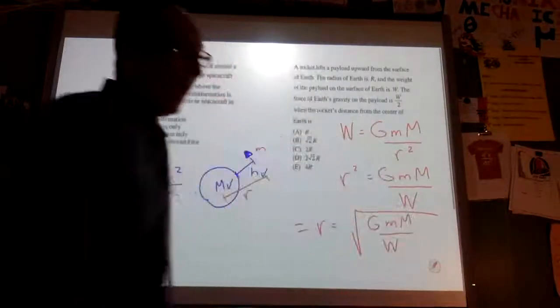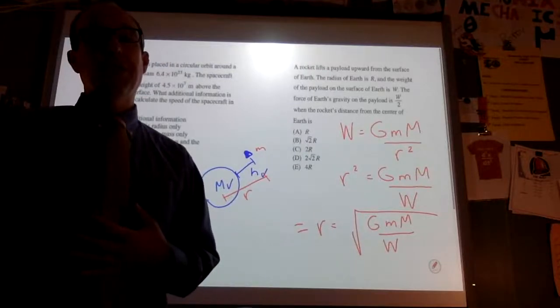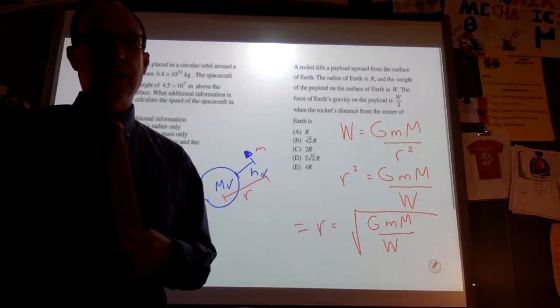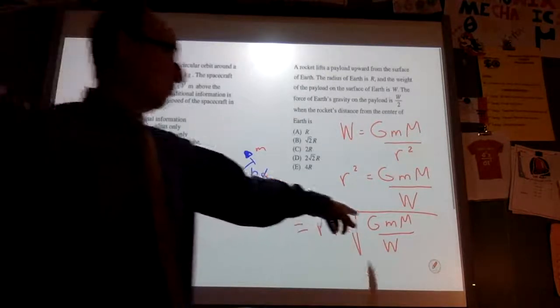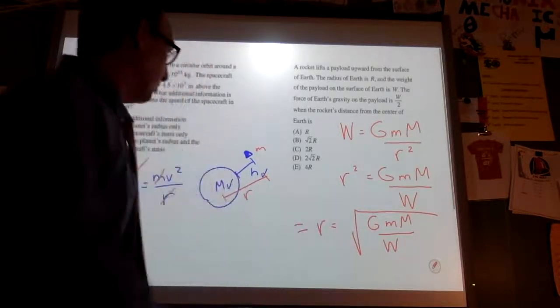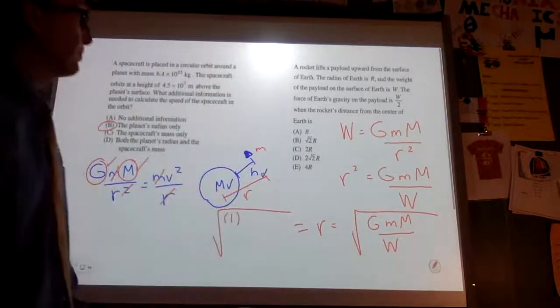All right, so what I do when they ask me questions like this, they give me a situation, they put me in a new situation. Anything that didn't change from situation to situation, I put in a 1 for it, even if I know what the value is. So I know this is 6.67 times 10 to the negative 11, but that's a mess. So I'm going to put in a 1 for that. So I'm going to have radical 1 for G.